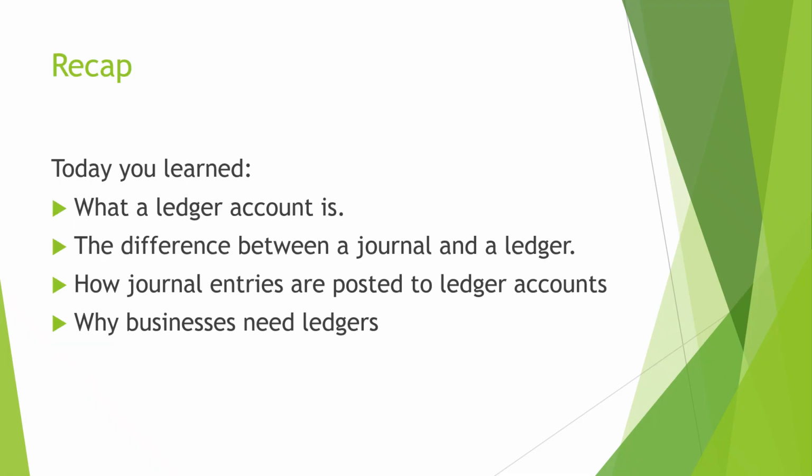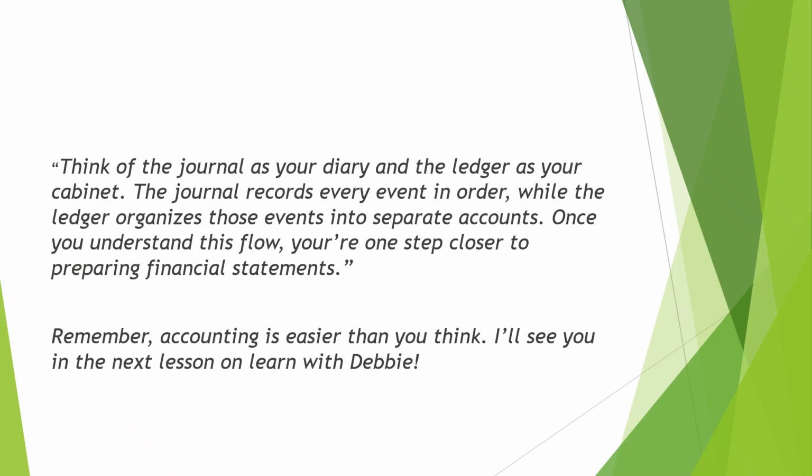Today you learned what a ledger is, the difference between a journal and a ledger, how journal entries are posted to ledger accounts, and why businesses need ledgers. Think of the journal as your diary and the ledger as your cabinet. So the journal records every event in order, while the ledger organizes those events into separate accounts. Once you understand this flow, you're one step closer to preparing financial statements. Remember, accounting is easier than you think.